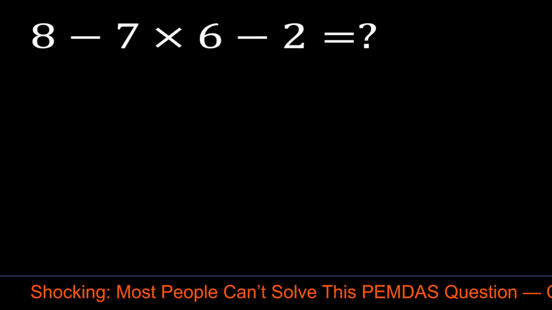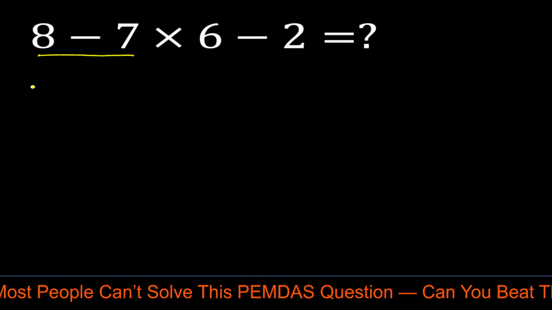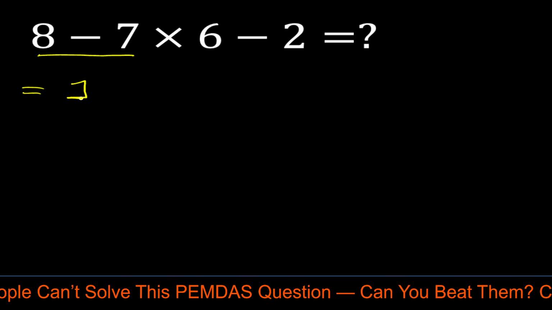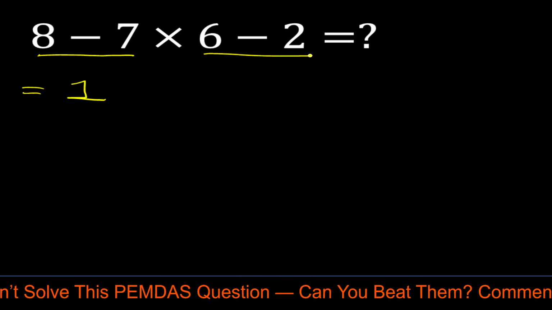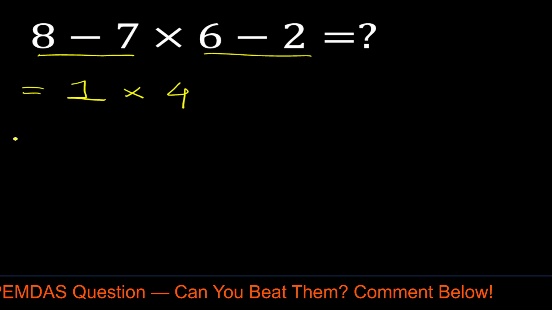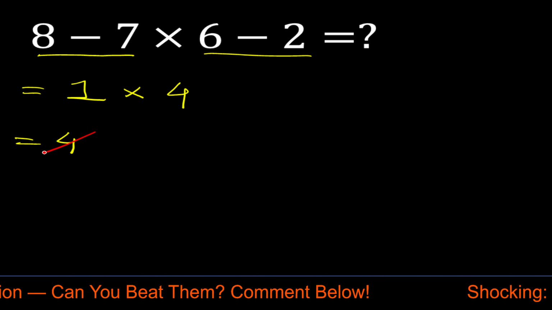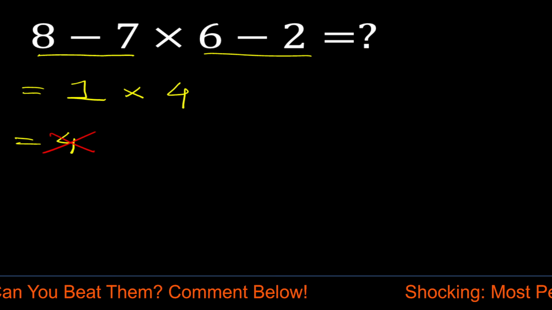So most people solve this question like 8 minus 7 is equal to 1, right? Then 6 minus 2 is equal to 4. So now 1 times 4 is equal to 4, right? But this answer is not correct. This answer is completely wrong.